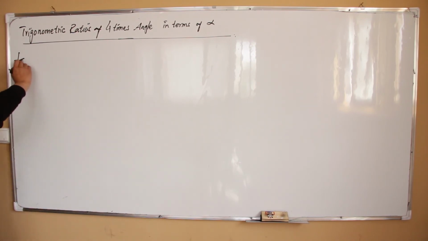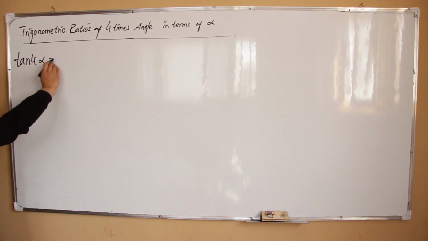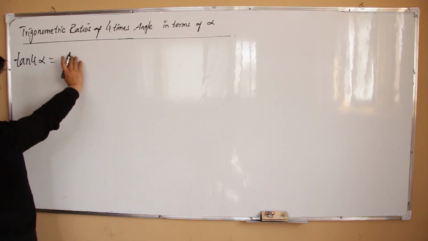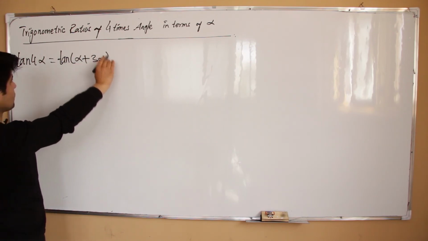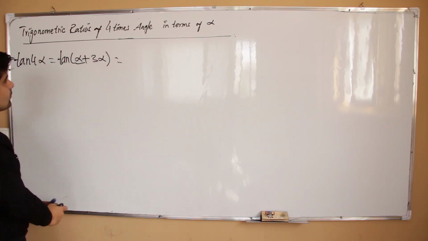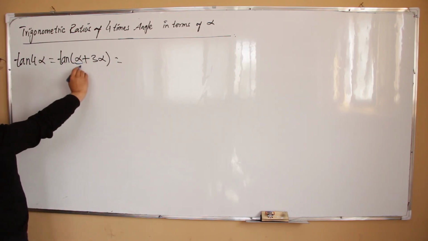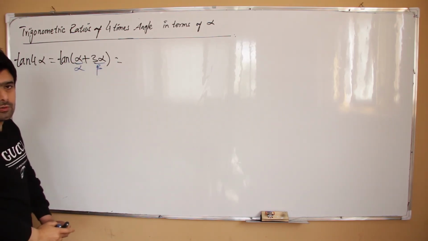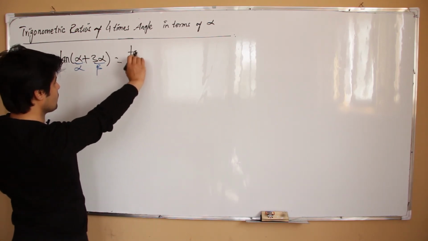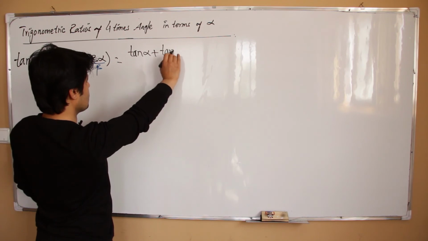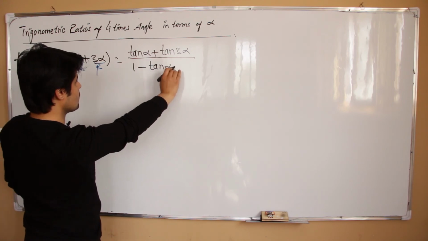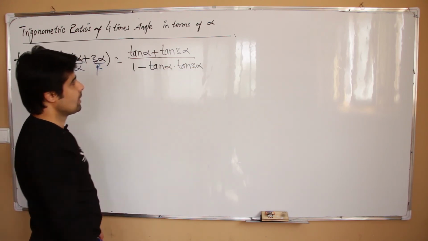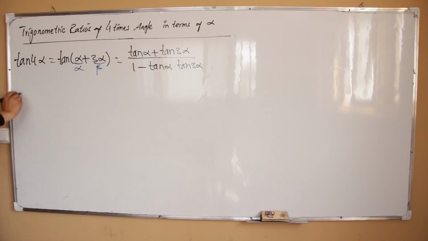Tangent 4 alpha. Now, how can we define it? Yes, tell me please. Yes, correct. Tangent of alpha plus 3 alpha. This one is alpha, the first one, alpha, and this one is beta. Use the formula for alpha plus beta: tangent alpha plus tangent beta over 1 minus tangent alpha times tangent of beta. Now define 3 alpha in terms of alpha. So tangent of alpha plus 3 alpha is 4 alpha.